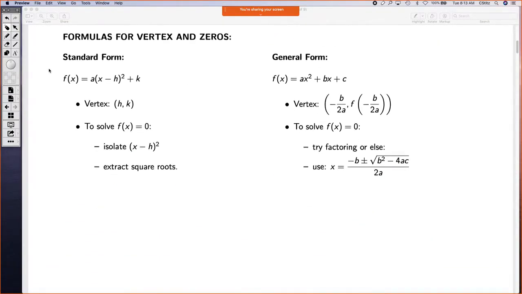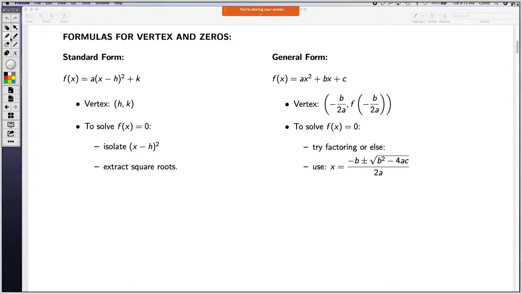So here's a summary of formulas. These are things that, once again, I expect you to have seen at some point in the past. If your parabola is given to you in the standard form, you can quickly read off the vertex. And when you want to solve f of x equals 0, in other words, if you're trying to solve for the x-intercepts, then solving for that isn't bad. You isolate the perfect square and then extract square roots.